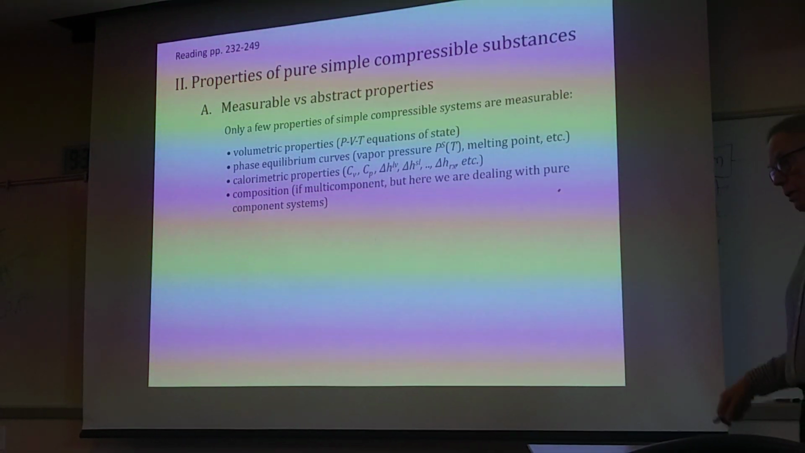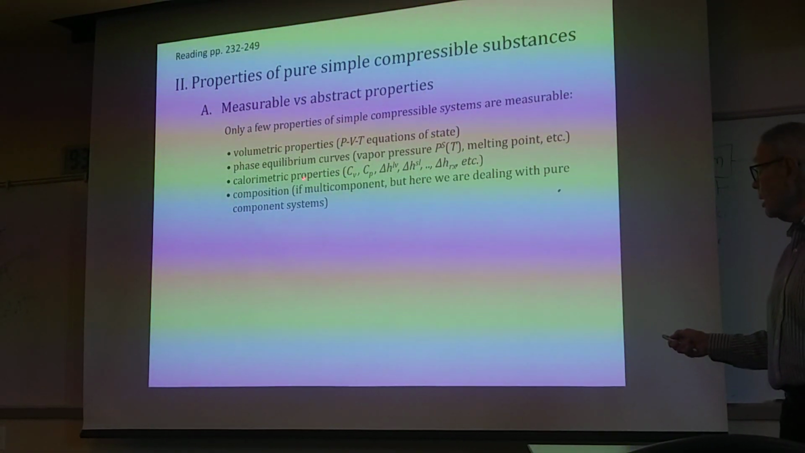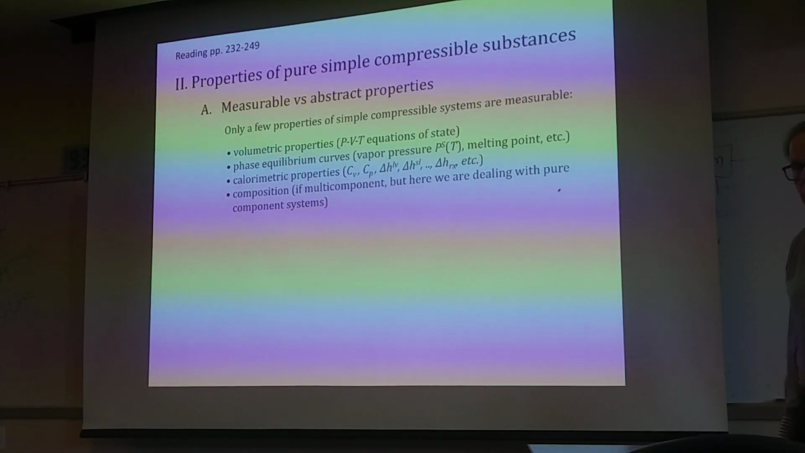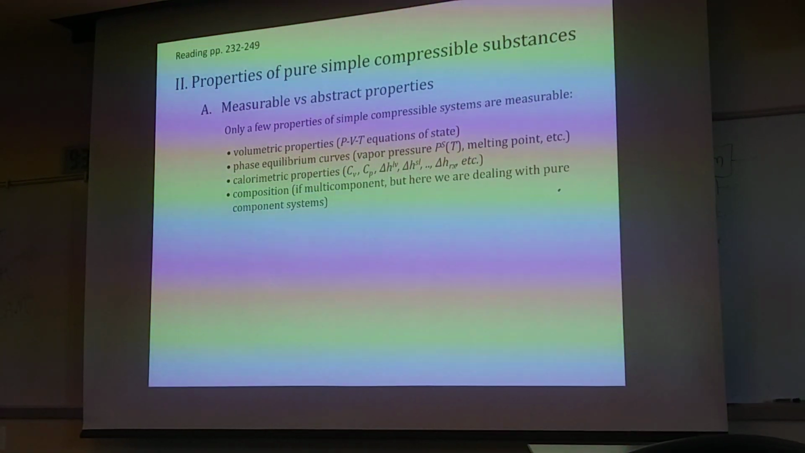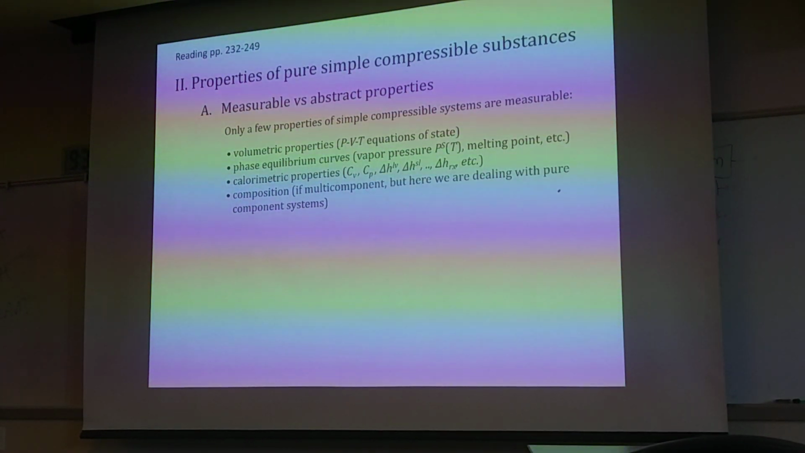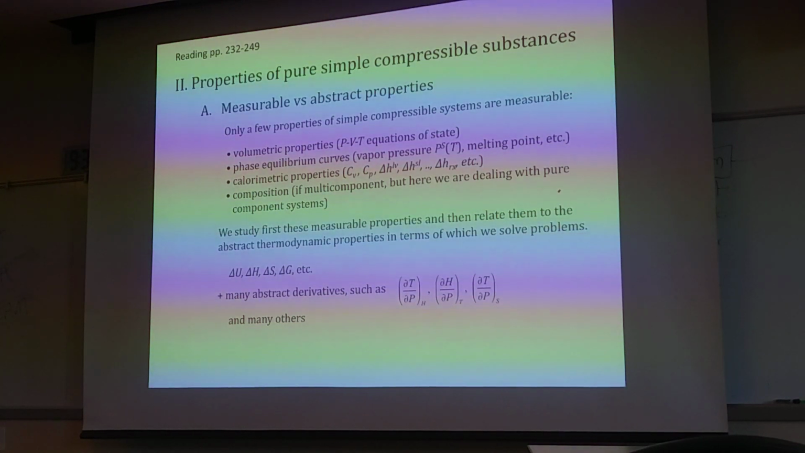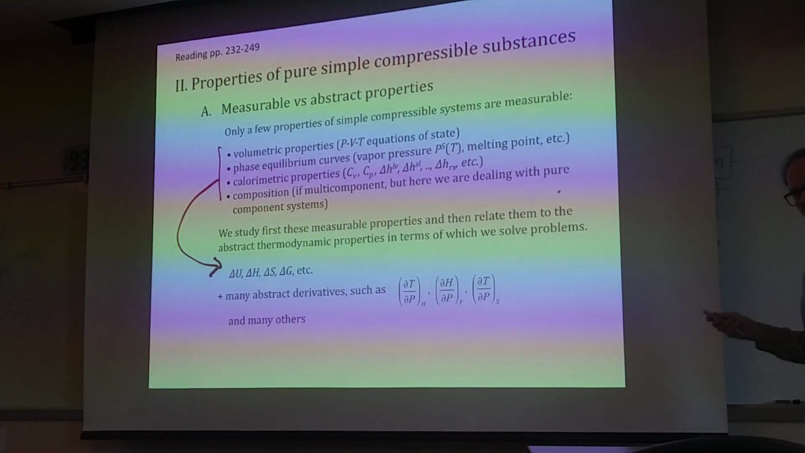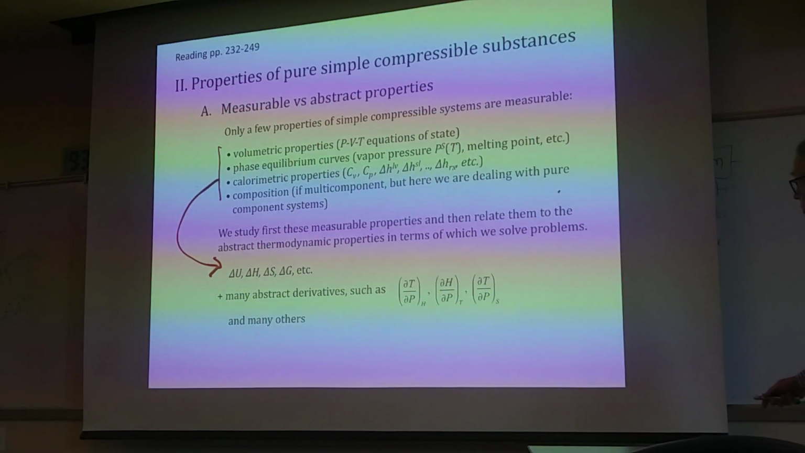And then if we are dealing with multi-component systems, we can measure their composition, but we're going to, for the moment here, stick to pure components. So that's the list. There's really nothing more than that that we can actually measure in the lab. So our goal now is to go from that set of things that we can measure in the lab to calculate abstract properties. Things like here, delta H, delta U, delta S, delta G. These are the things in terms of which we can normally solve problems.